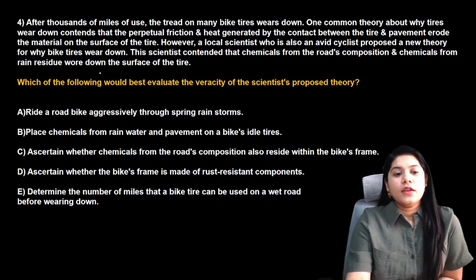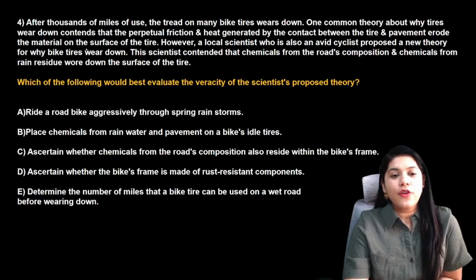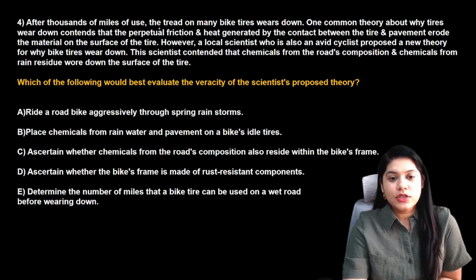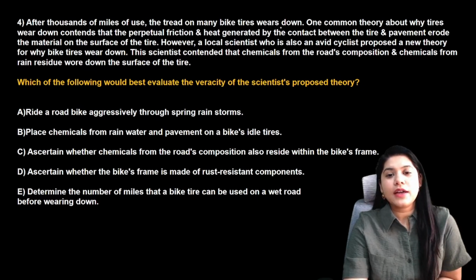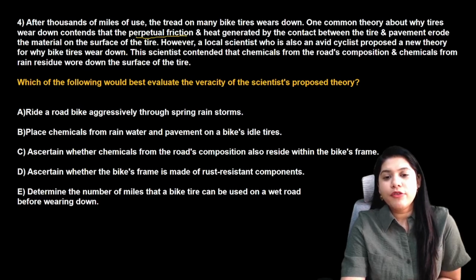Okay, so let us solve this question. After thousands of miles of use, the tread on many bike tires wears down. One common theory about why tires wear down contends that perpetual friction and heat generated by the contact between the tire and the pavement erode the material on the surface of the tire. So why is there wear and tear? Because of perpetual friction and heat.